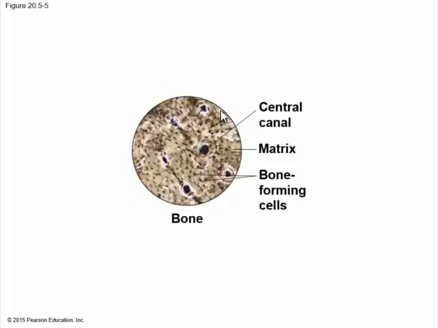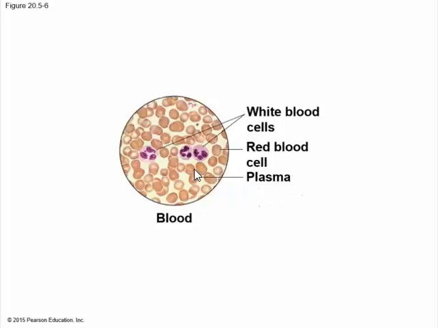Bone is a dense connective tissue. It has a matrix of calcium phosphate and collagen and living cells called osteocytes. Blood is a fluid tissue. Its matrix is the plasma. The cells are the red cells, the white cells, and the platelets, which are simply cellular fragments.